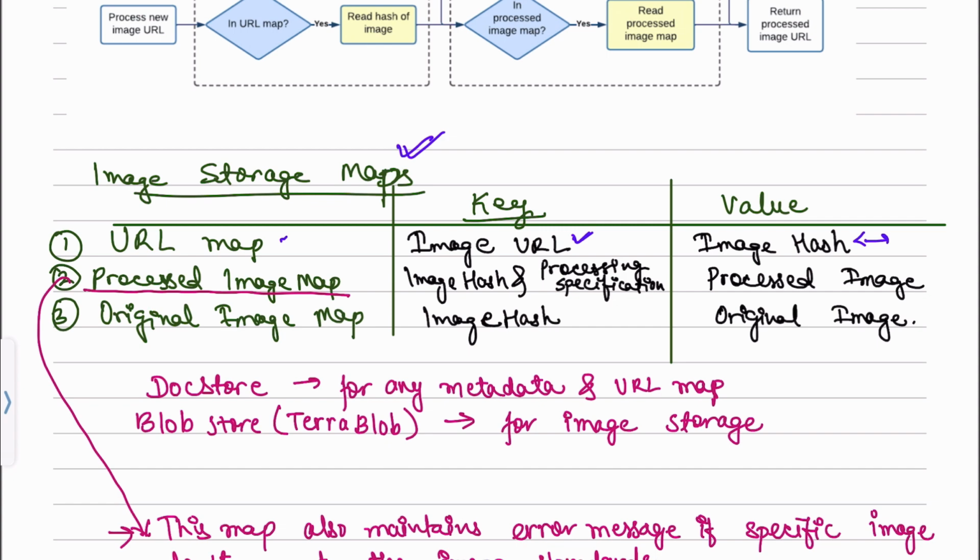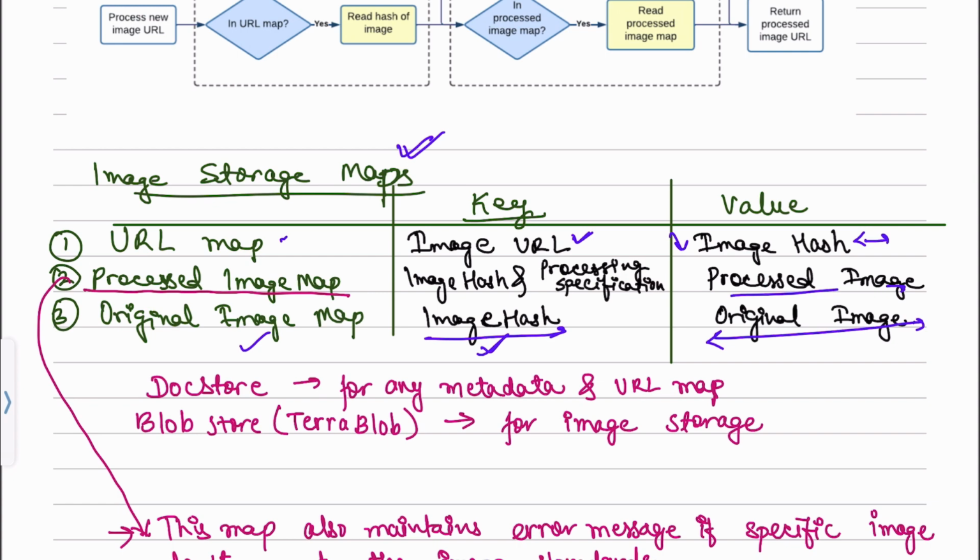So the image hash which is being stored here plus the processing specification, as in what is the size, what is the aspect ratio, these kinds of specifications. And finally its value is the processed image. And then you have the original image map, which stores the image hash and then the original image. It does not include the processing specification. So this is how we have divided our structure or logic into three maps.